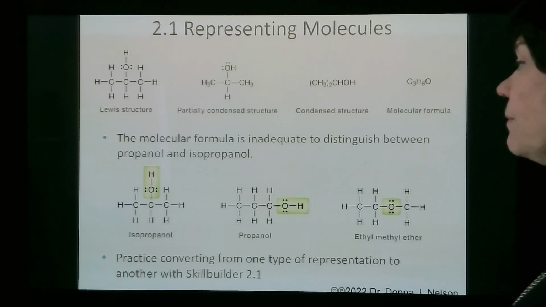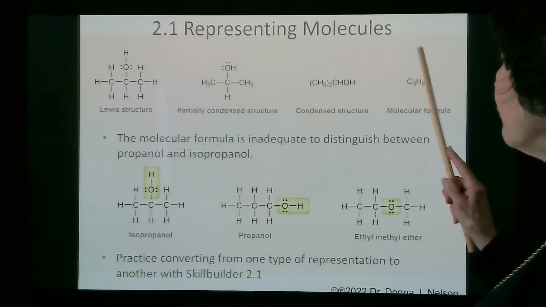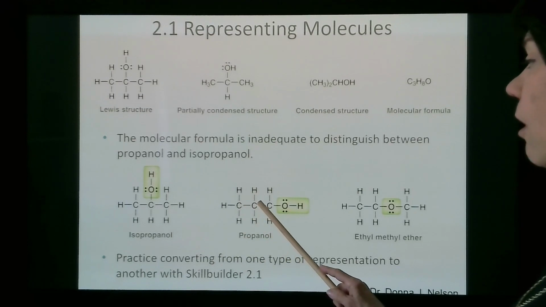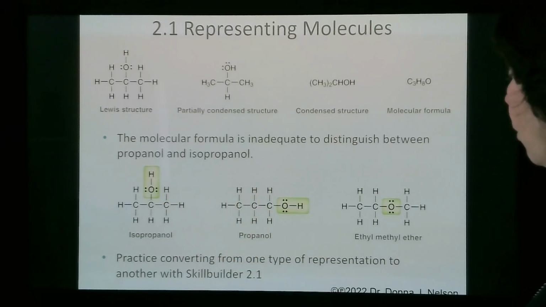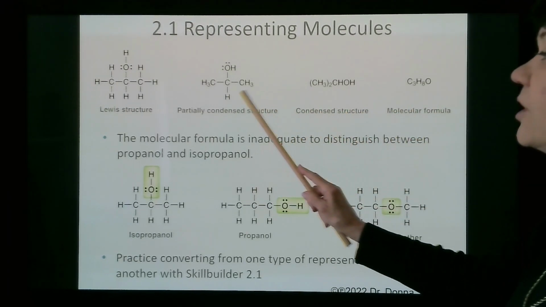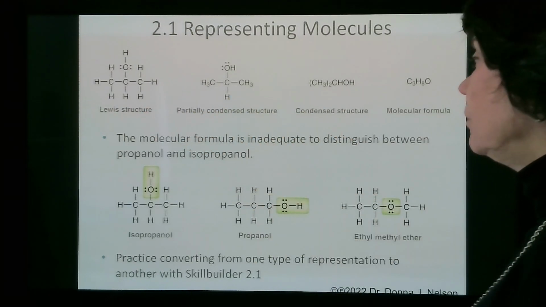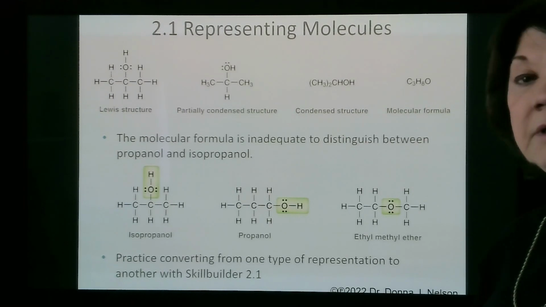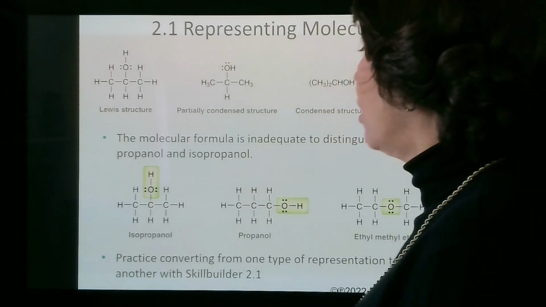C3H8O. The molecular formula is inadequate to distinguish between, say, propanol and isopropanol, or even ethyl methyl ether. And so it is necessary to use one of these other molecular representations, even in order to be able to see what types of functional groups there are in the molecule.